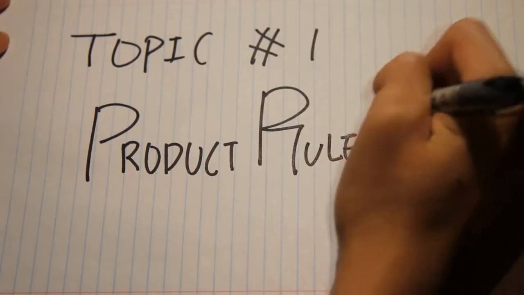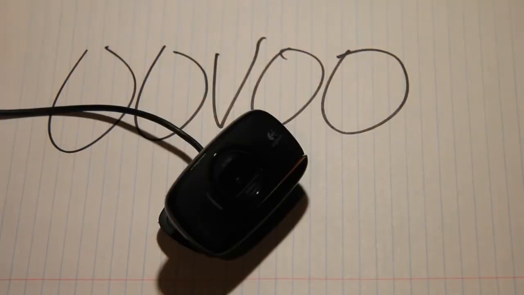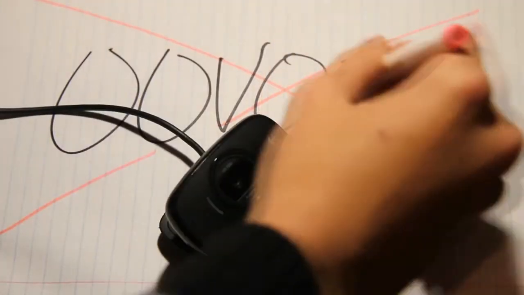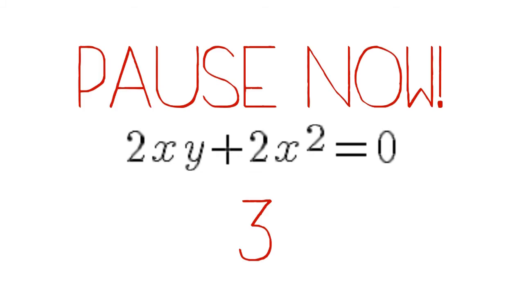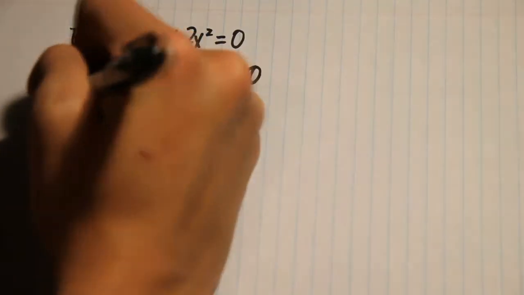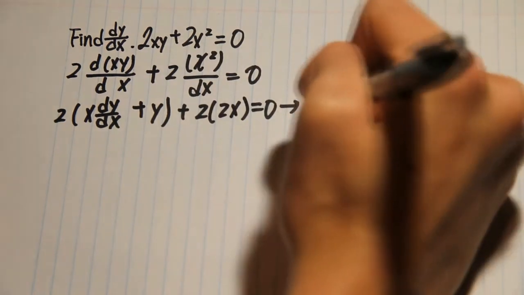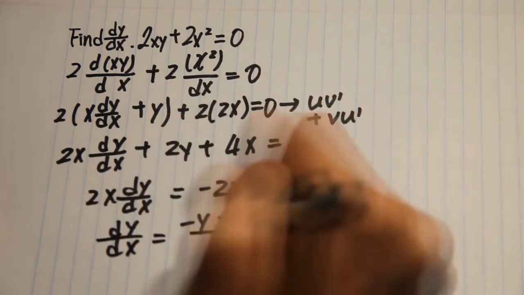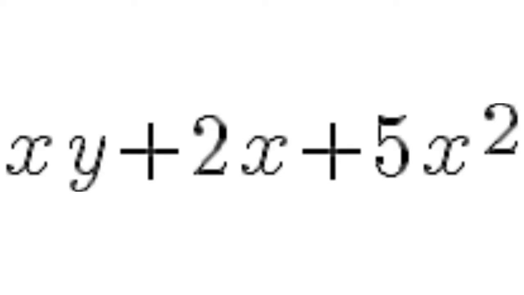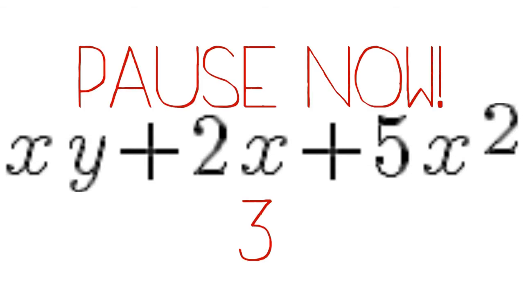Topic number 1, product rule. Make sure to use uvu, not the one that you video chat with your friends, but the one with 2 dots. Question number 1. Find dy dx for 2xy plus 2x squared equals 0. Solution time. Question number 2. Find dy dx for xy plus 2x plus 5x squared equals 0. Solution time.